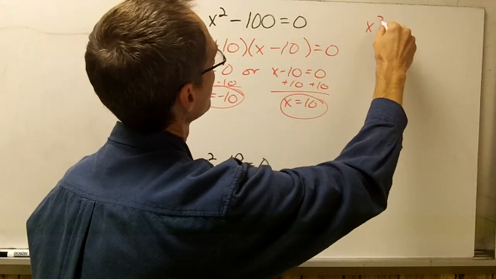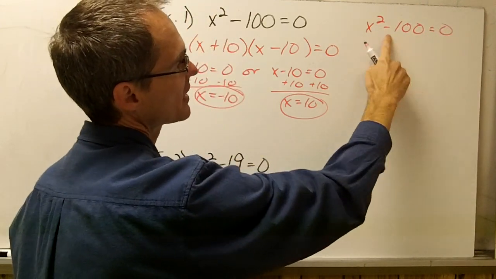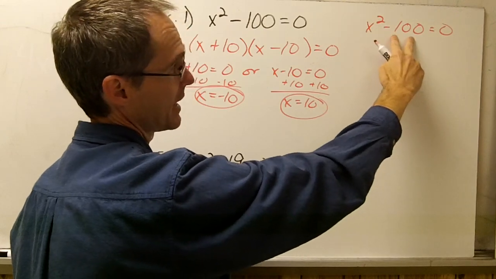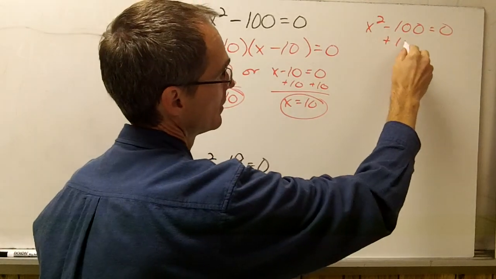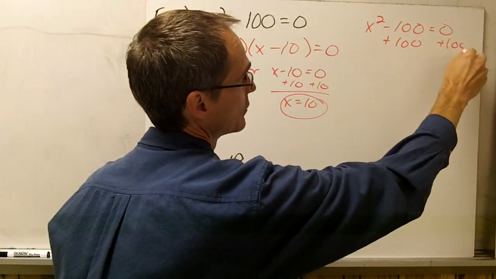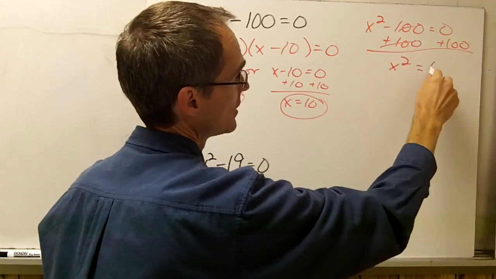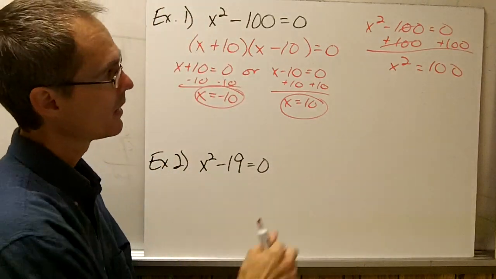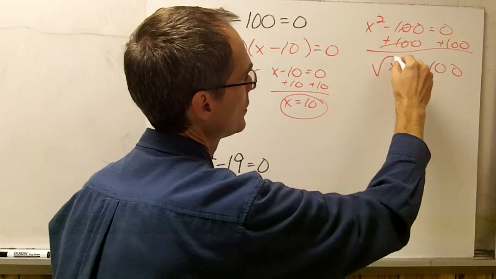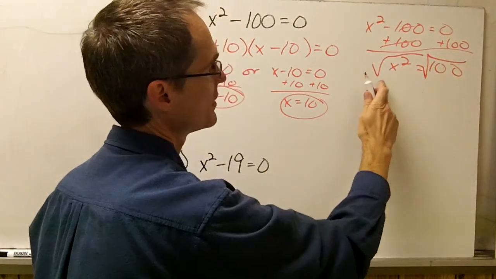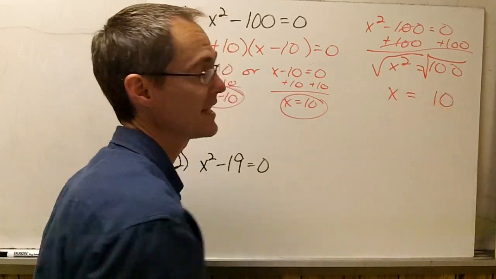Notice that if instead of factoring this expression, I just take my number part, my constant part, and get that to the other side of my equation, in this case by adding 100 to both sides, well then, my equation now looks like x squared equals 100. Well, I can solve this one just by taking the square root of both sides of my equation. So, square root of this side, square root of this side. The square root of x squared is x, and the square root of 100 is 10.